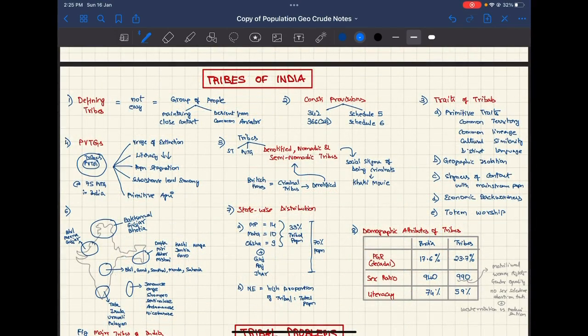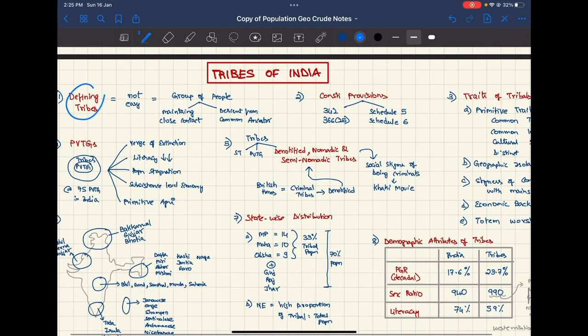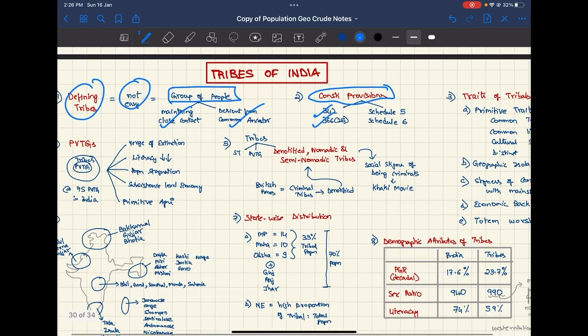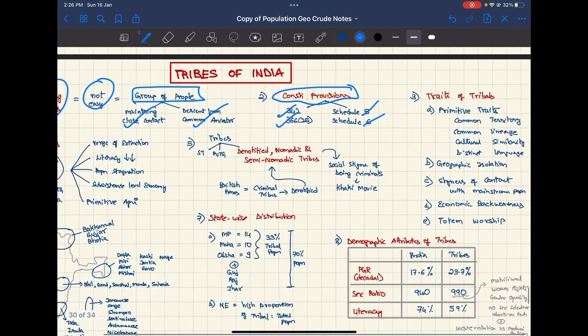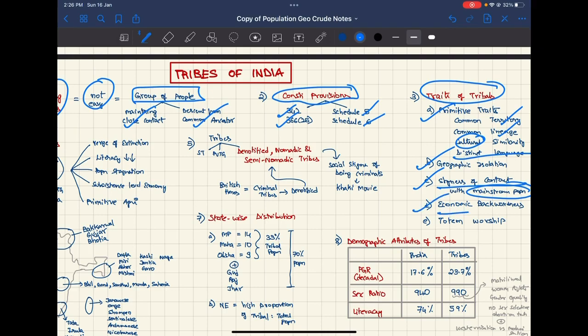Now, coming to tribes of India, first of all, defining tribes is not easy, but they can be defined as a group of people who maintain close contact and who have a descent from a common ancestor. The constitutional provisions are 342, 366, and Schedule 5 and 6. The traits of tribals: they have primitive traits, so they have common territory, common lineage, common cultural similarity, and distinct language. They are geographically isolated. They have shyness of contact with mainstream population. They are economically backward. They perform totem worship.